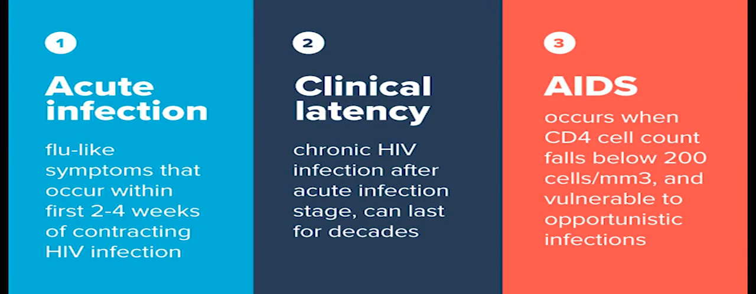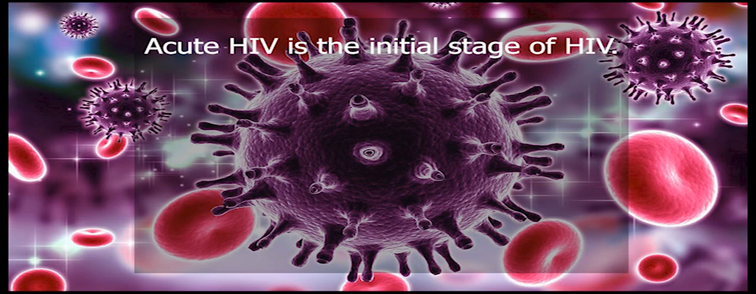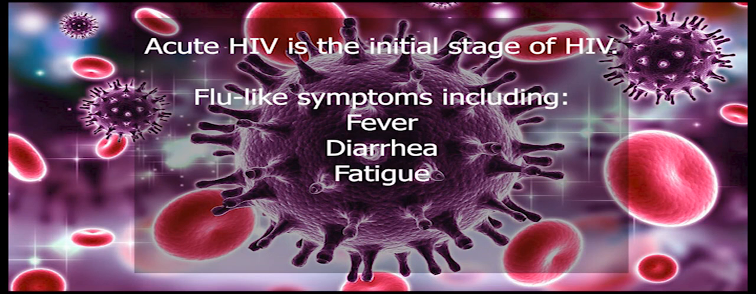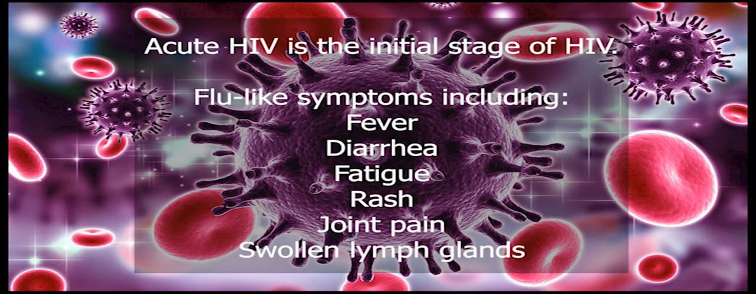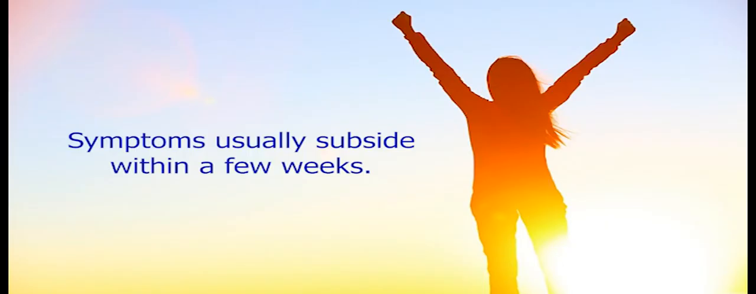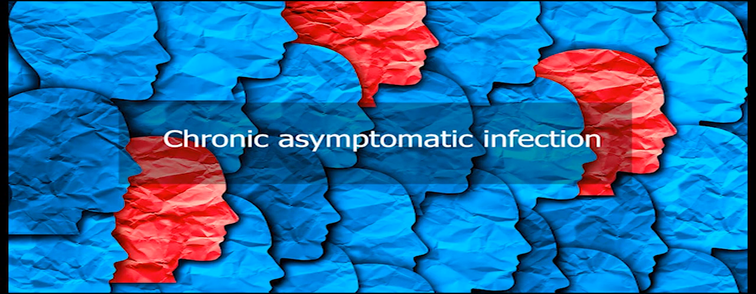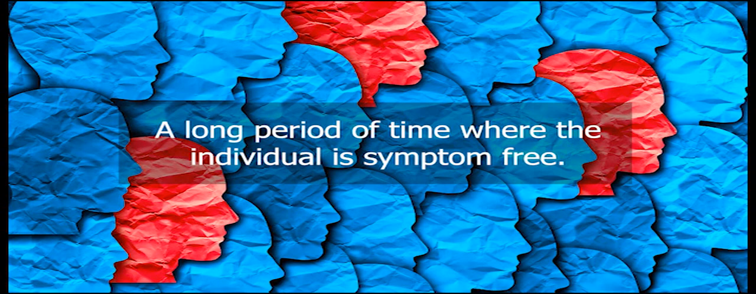HIV infection is generally a slow, progressive disease in which the virus is present throughout the body at all stages of the disease, and without antiviral therapy will progress through 3 stages. The initial stage of infection, which occurs within weeks, typically includes flu-like symptoms, fever, diarrhea, fatigue, rash, joint pain, and swollen lymph glands. These flu or mono-like symptoms generally subside within a few weeks, leading to the next stage, chronic asymptomatic infection, which means a long duration of infection without symptoms.